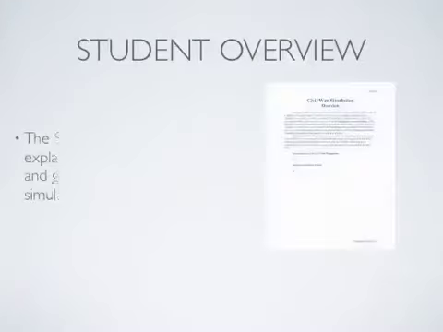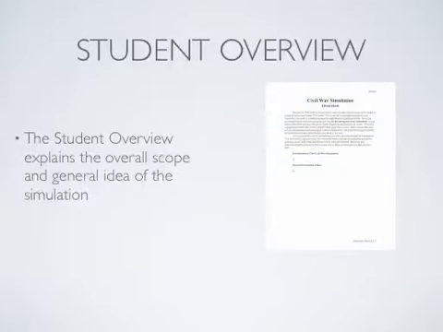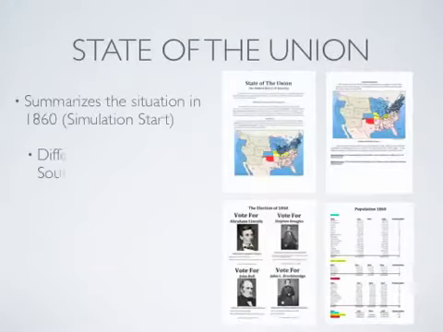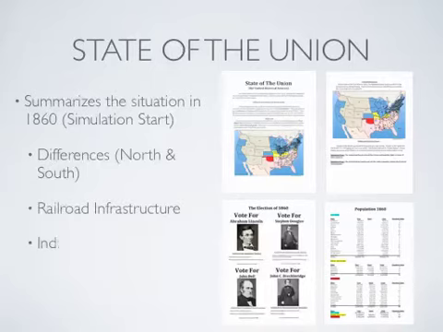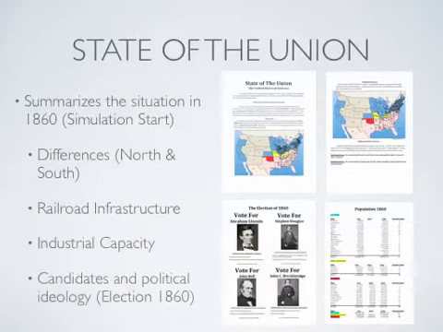The student overview explains the overall scope and the general idea of the simulation to students. The State of the Union explains to students the situation in 1860 at the start of the simulation, the differences between the North and the South, the amount of railroad infrastructure in the North and the South, and industrial capacity, also the candidates and political ideology of the election of 1860.